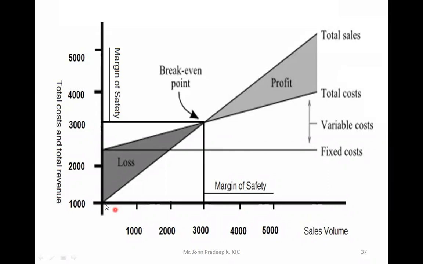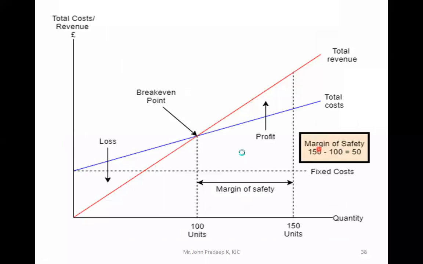Yeah, so this line is starting from 0. This is actually your total sales line. And this line is your fixed cost line. Why is the fixed cost line not moving? It is constant, just horizontal, not tilting. Why is it constant? It is a parallel line, because fixed cost will not change.